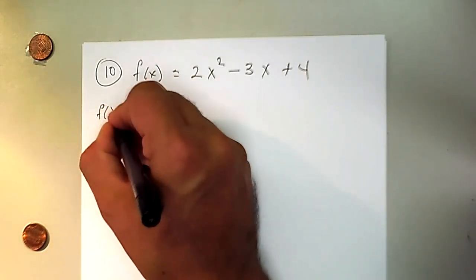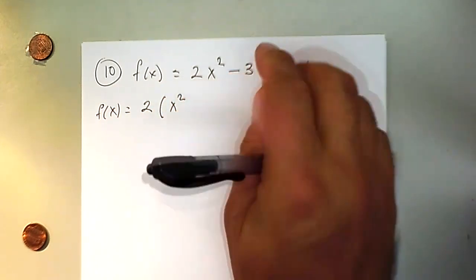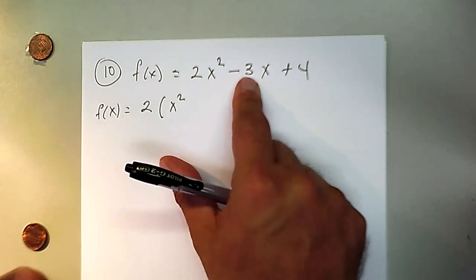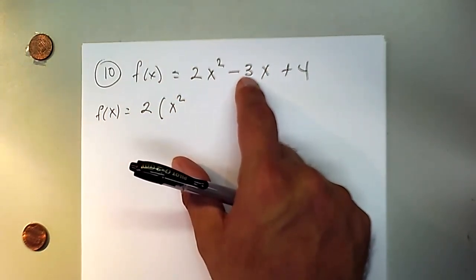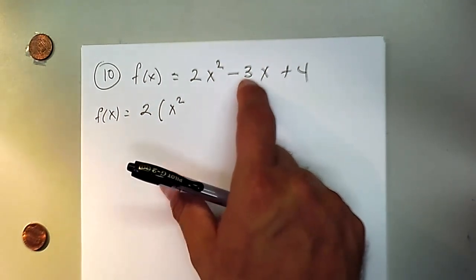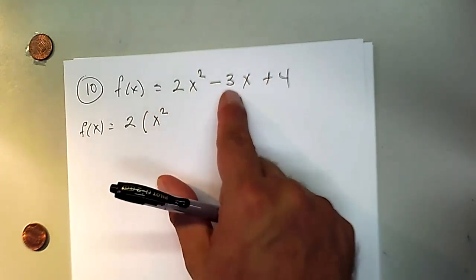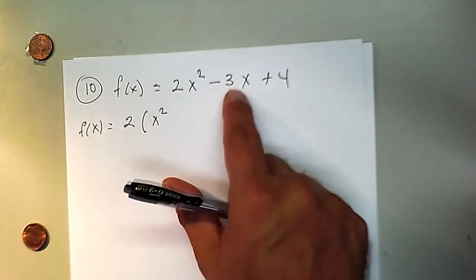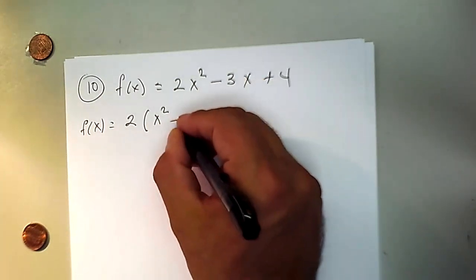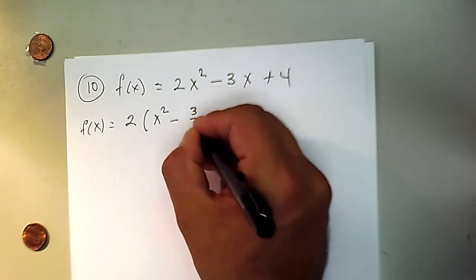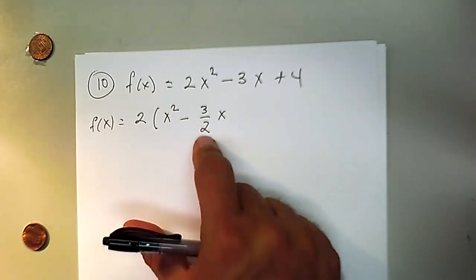So f of x is equal to 2x squared. Okay, here's one complication. The 3 doesn't have a 2 embedded in it. It wasn't like a 6. If we had a 6, we can factor out the 2, and then we will still have a 3. Or if we had a 20, for instance, we can factor out the 2 and end up with a 10. So how do we factor 2 out of the 3? Divide by 2. 3 over 2x. So that's one complication. We did not have this kind of problem before.